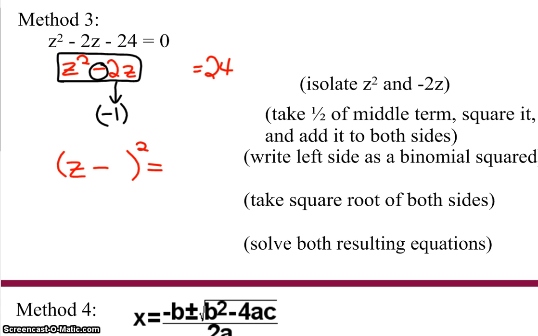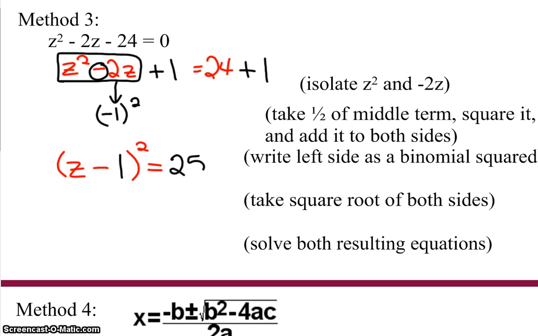I'm going to take half of it. Half of negative 2 is negative 1. I know for this to be a perfect square trinomial, my last term has to be half of the middle term squared. So I'm going to square that, and negative 1 squared is a positive 1. Since I'm adding 1 on the left, in order to keep my equation balanced, I also have to add 1 on the right. So my problem is actually (z minus 1) squared equals, and on the right side, 24 and 1 is 25.